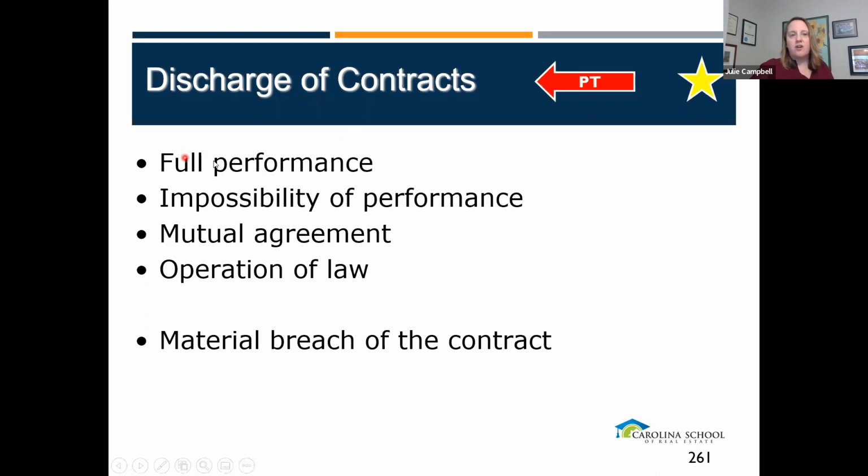Contracts can also be discharged by full performance. Let's get this offer to purchase and contract to closing. In real estate, when we go to closing, when the seller sells and the buyer gets the new deed, it's full performance.